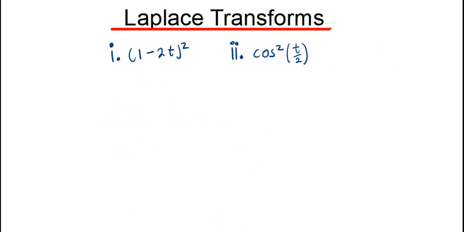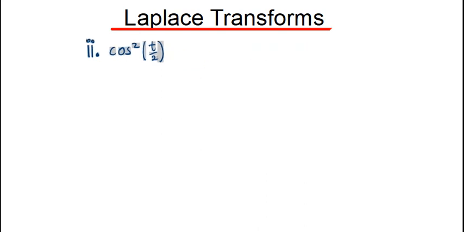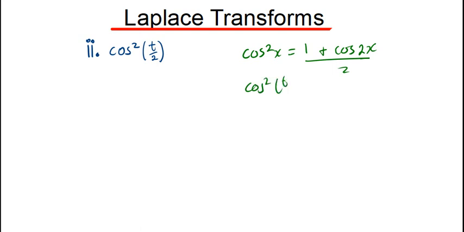For the second question, it just requires you to think of some identity that would simplify your work. The identity here that I'm going to use is the fact that I know cos squared x is equal to 1 plus cos 2x divided by 2. Now I have cos squared t over 2. It simply means that instead of multiplying this angle by 2, I'm going to divide it by 2.